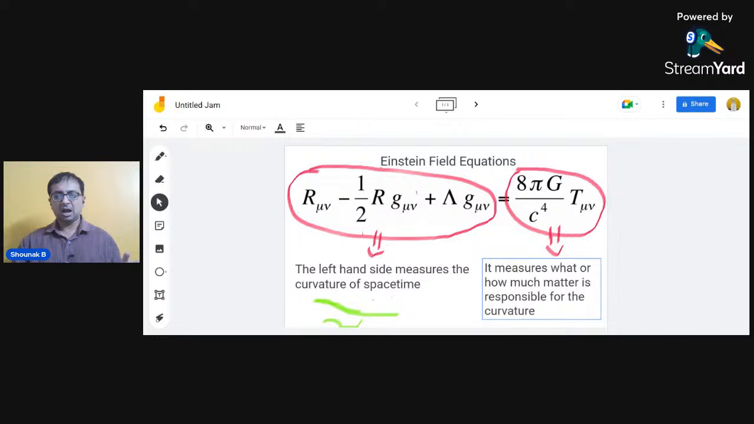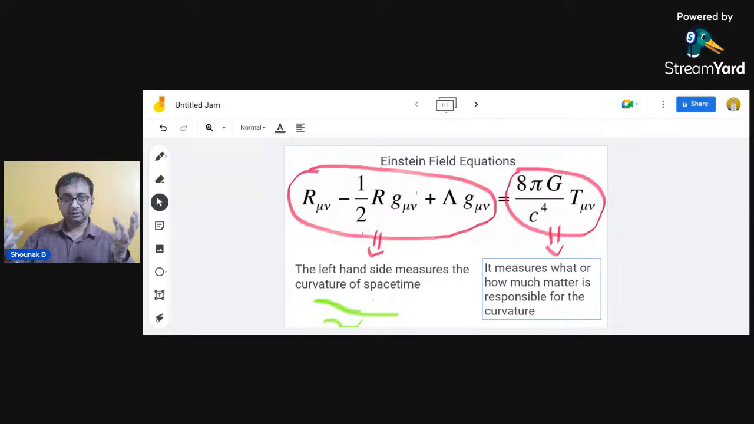That means if it is an elephant which causes the curvature, obviously it would be more. Or is it me or anybody else or a flower or a pot? What type of matter is present in order to cause that curvature, right? And these two are equated. That means the amount of matter present will be equal to the space-time curvature. That means the tensor components on the left-hand side, what it measures, should be equal to the right-hand side. Equally, the right-hand side should be equal to the left-hand side.